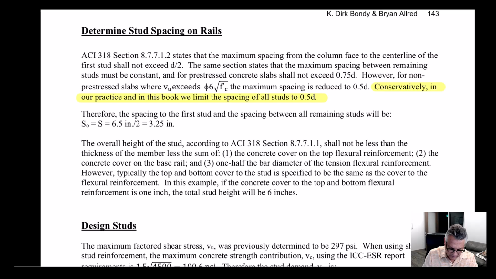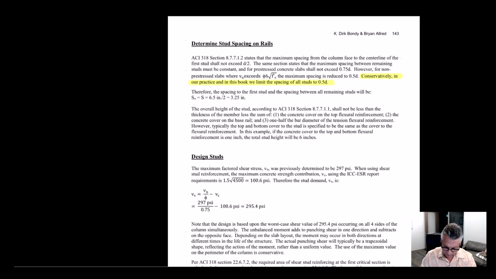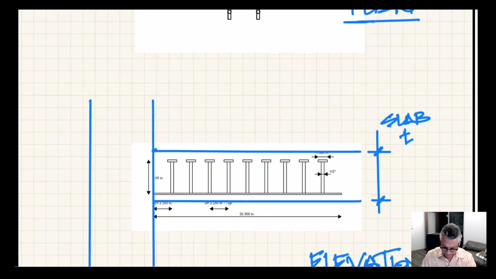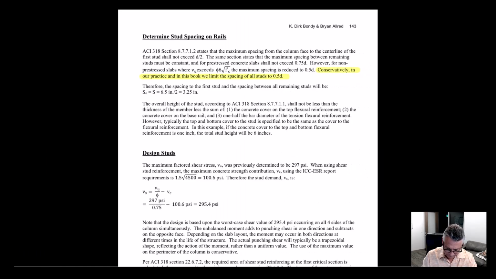So 0.5D, or D over 2, is 3.25 inches for this particular example, for an 8-inch slab with a 6.5-inch D. The overall height of the stud, not all that complicated. Really, it's just the cover on the top and the cover on the bottom. It's the slab minus those two. So back to this. We're gonna have a 1-inch cover top and bottom, just like we do to the post tensioning, just like we do to the rebar. Okay, not complicated.